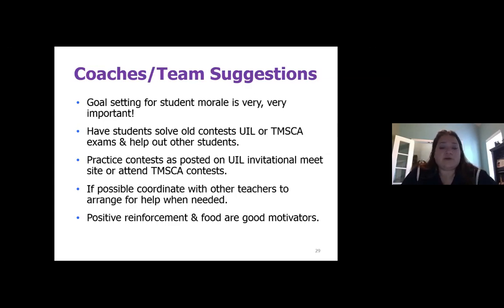Practice contests are posted on UIL invitational meet sites, or attend TMSCA contests. Any kind of exposure that you're giving the students is going to be beneficial. If possible, you could coordinate with other teachers. There might be an area that as a teacher you're weaker in. Perhaps you're only teaching biology, but you're the UIL science coach, and so you're having to also teach these UIL students physics and chemistry. So getting those other teachers involved in this could help.